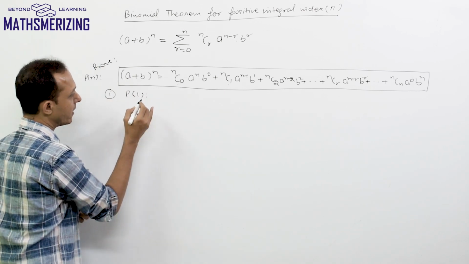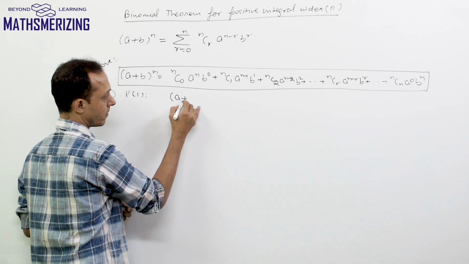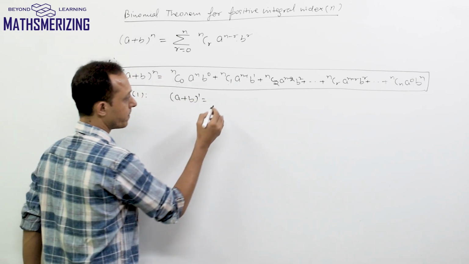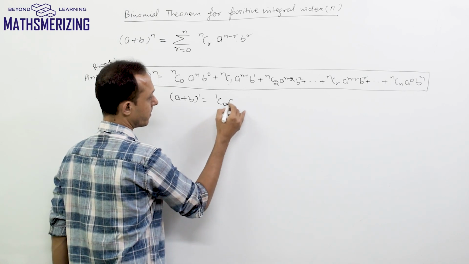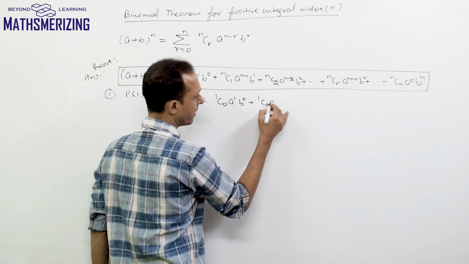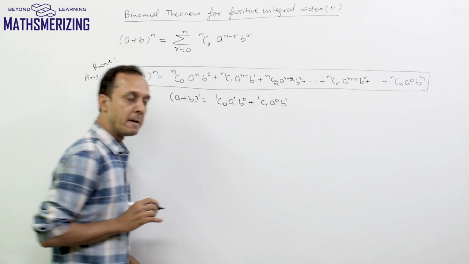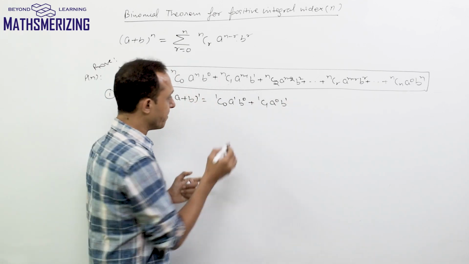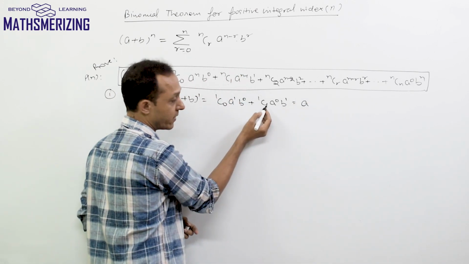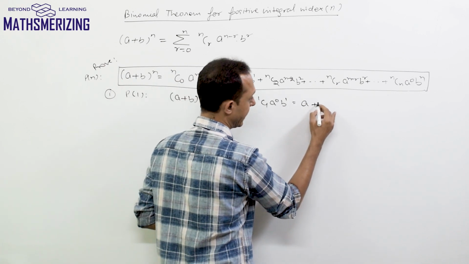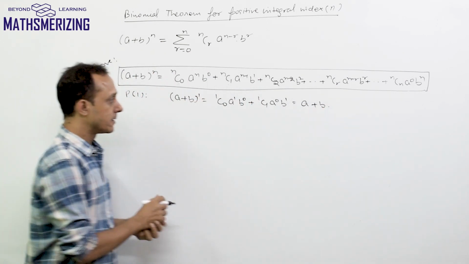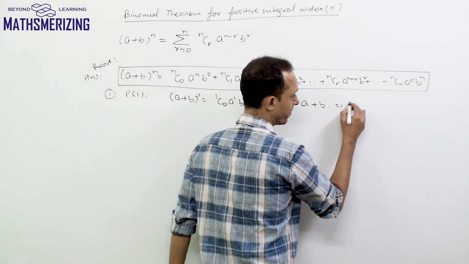So I'll find P1. Now P1 is (a + b)^1. So P1 will be 1C0 a^1 b^0 + 1C1 a^0 b^1. Now 1C0 is simply 1 and b^0 is 1. So it will be a, and 1C1 is again 1, so this is b. So (a + b)^1 is a + b. So P1 is true.